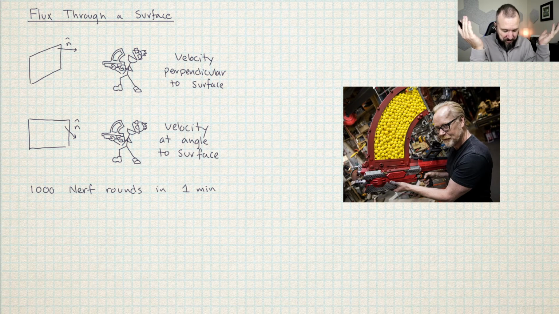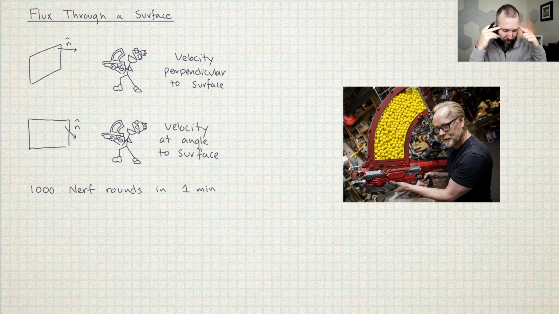I may be dating myself here, and I don't know when you're watching this video. It could be 1,000 years in the future, and you have no knowledge of this guy. But there used to be a TV show called Mythbusters, and this guy's name is Adam Savage. Anyways, he built this ridiculous modified Nerf blaster, and it shoots 1,000 rounds.